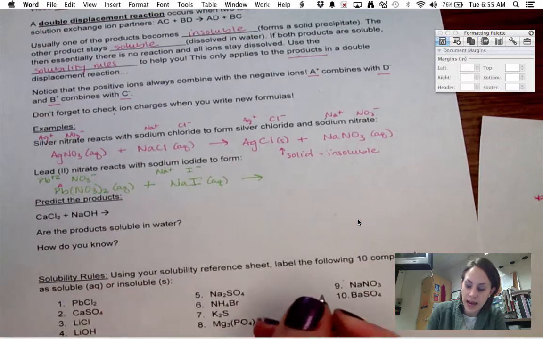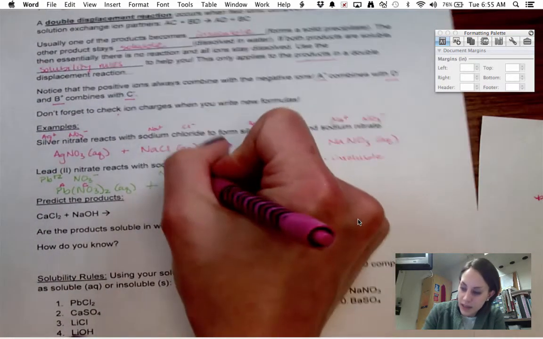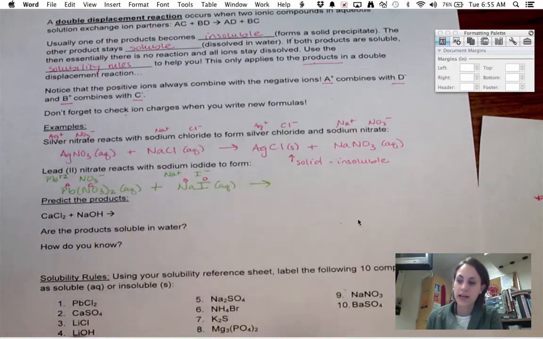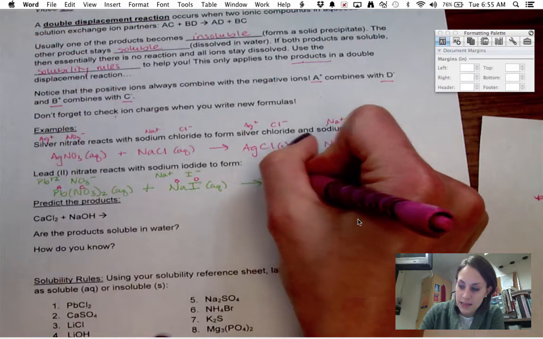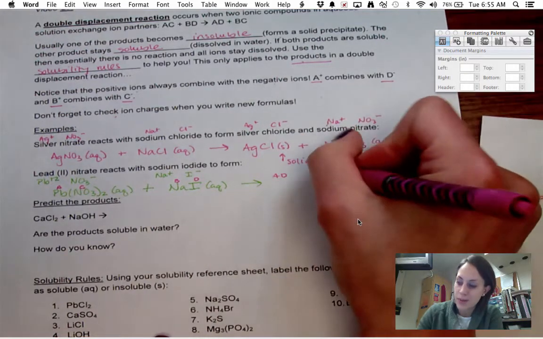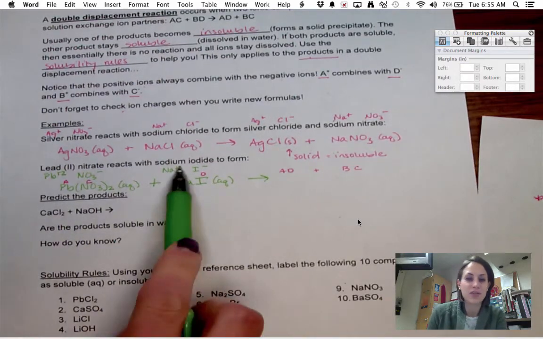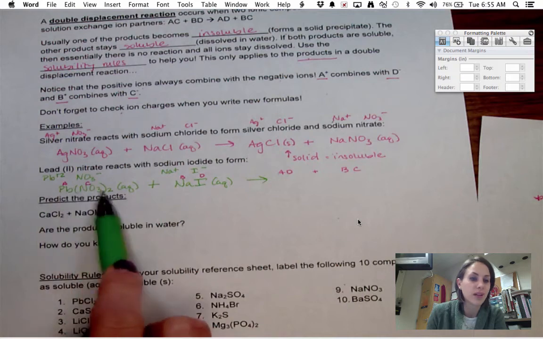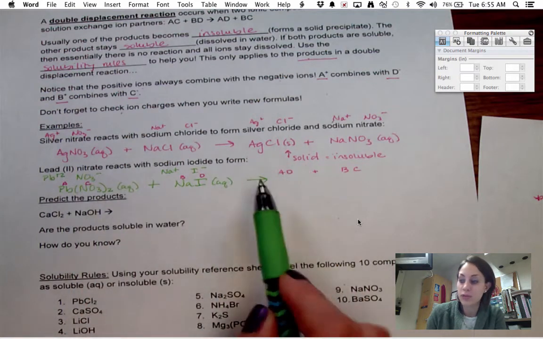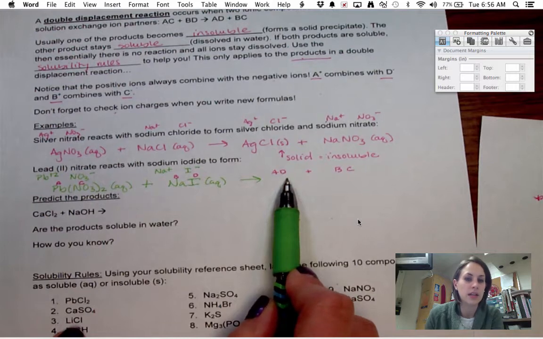Lead was an A, which means nitrate is the C, and sodium is my B, and iodine is my D. So then on my product side, I want A and D coming together, and B and C coming together. So this is going to be helpful to you as well. If you just write down the charges as you write your formulas, then it's going to be really easy to just put the two new ions together that you need to.